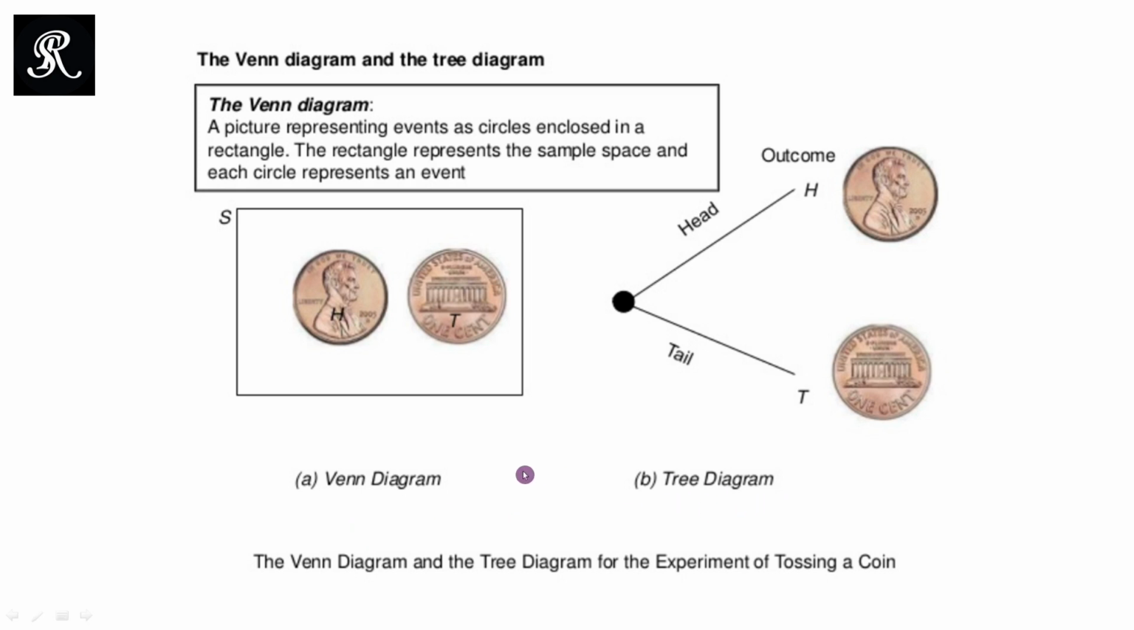In this video I'll discuss how we can represent a Venn diagram and the tree diagram for the experiment of tossing a coin. A Venn diagram is a picture representing events as circles enclosed in a rectangle. The rectangle represents the sample space and each circle represents an event.